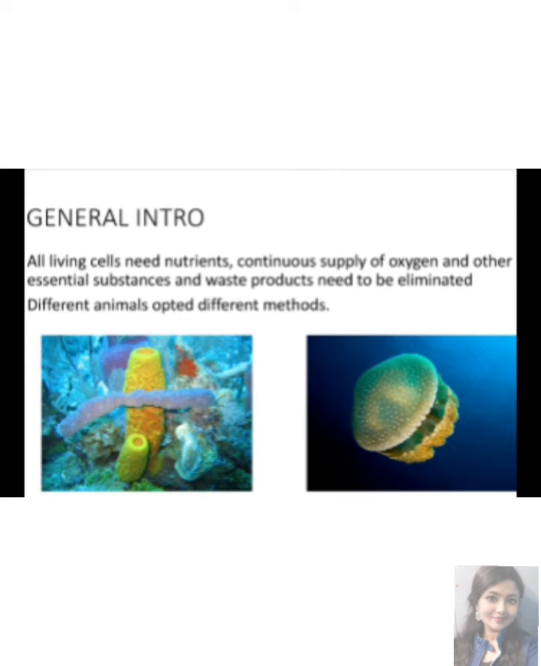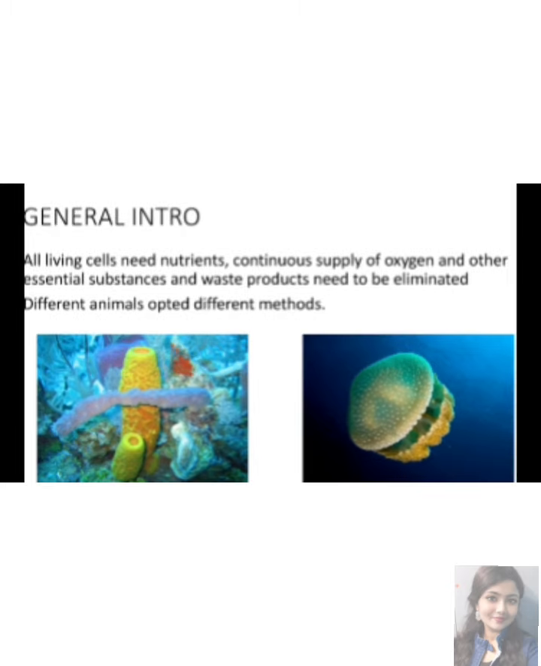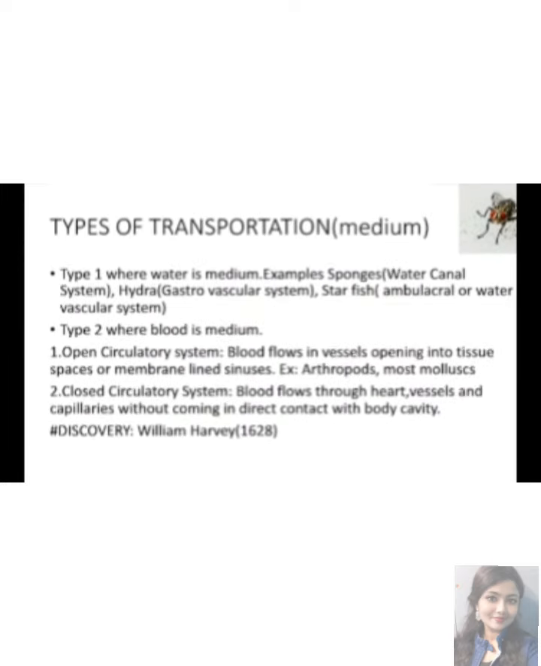cells. There are two pictures. One is for sponges, another is for coelenterata. Sponges come under porifera. Different animals have obtained different methods. First of all, we will discuss the types of transportation, and these types of transportation are based on the medium. Type 1, where water is the medium.